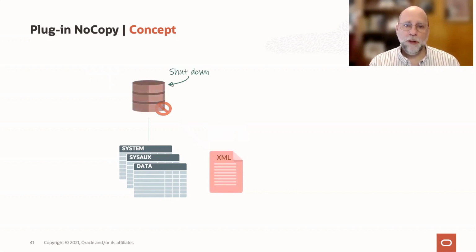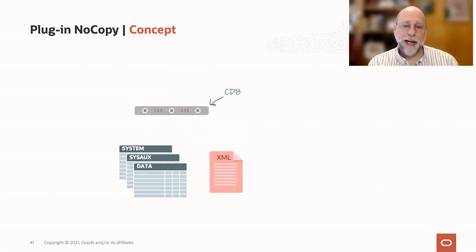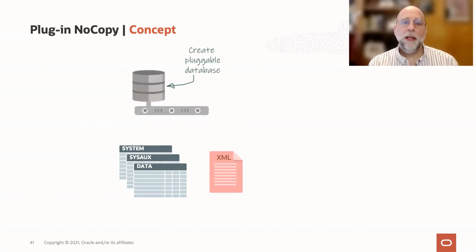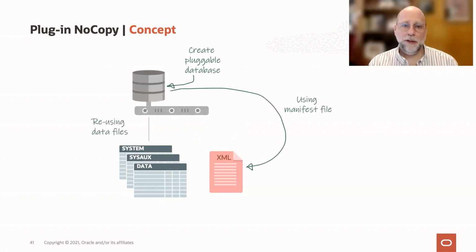Then you shut down the database, go to your container database, which has to already exist. So this idea of creating a pluggable database assumes the pre-existence of a container database to plug into. And then we use the create pluggable database command. What that does is it reads that XML manifest file, which contains all the information about the file locations for the PDB and other information such as character sets and other important characteristics of that pluggable database.